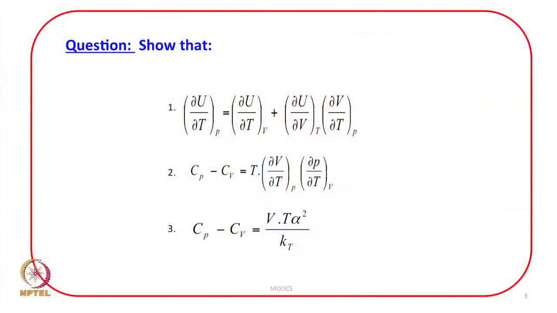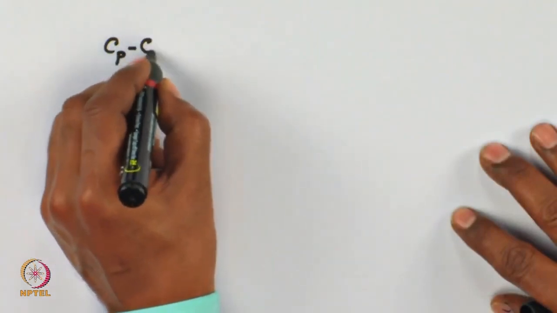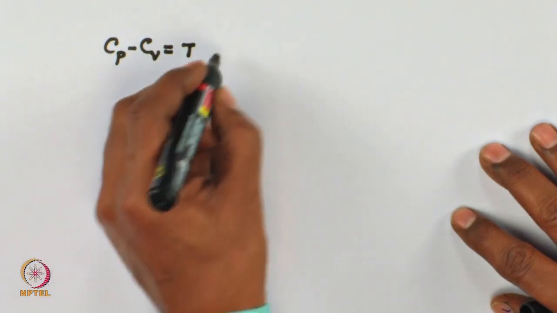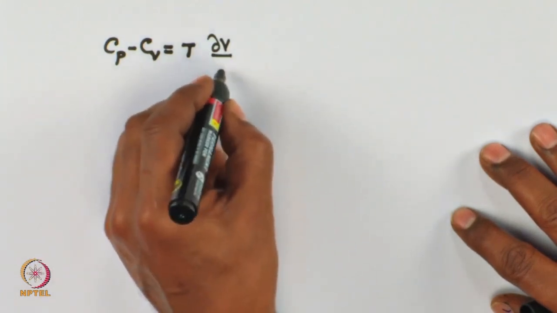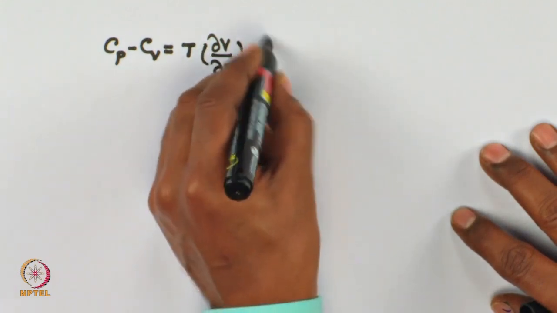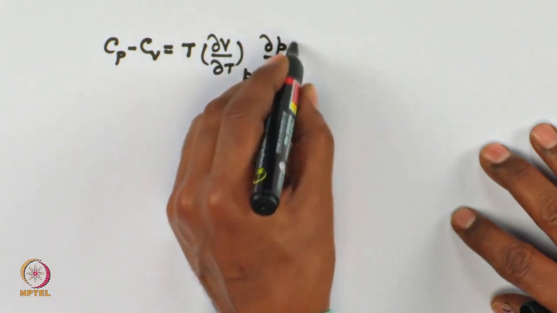Now, question number 3 is to show that Cp minus Cv is equal to V times T into alpha square over the isothermal compressibility, Kt. So, we can use the equation that we derived to get this result. Let us see how we do that. The equation that we derived is Cp minus Cv is equal to temperature into the variation of volume with temperature at constant pressure into the variation of pressure with temperature at constant volume.